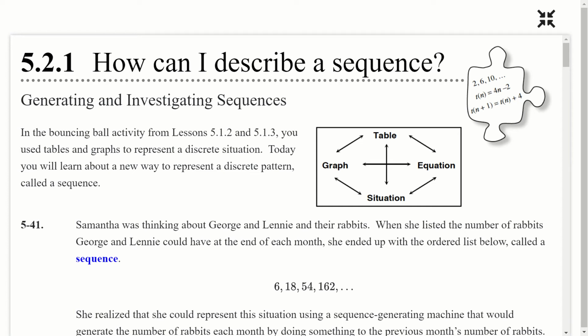So in the bouncing ball activity yesterday from lesson 5.1.2 and 5.1.3, you used tables and graphs to represent a discrete situation. Today you'll learn about a new way to represent a discrete pattern called a sequence. So I guess first of all, let's talk a little bit about yesterday and get into what we mean by discrete.